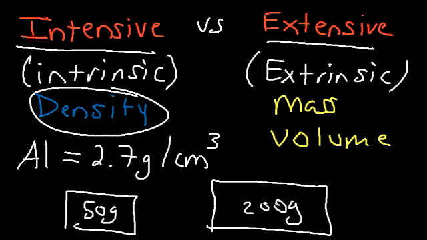Now, an extensive property is one that depends on the amount of material. So here I have a larger amount of aluminum, so mass is an extensive property. It depends on how much aluminum I have. And the same is true for volume. The more aluminum I have, the more space it's going to take. So mass and volume are extensive properties of matter because they depend on the amount of matter that is present.